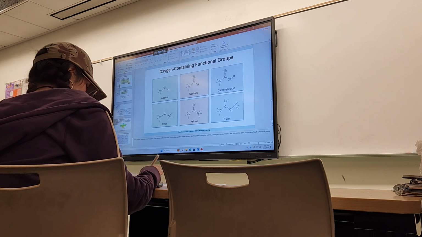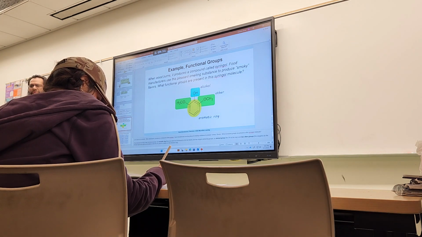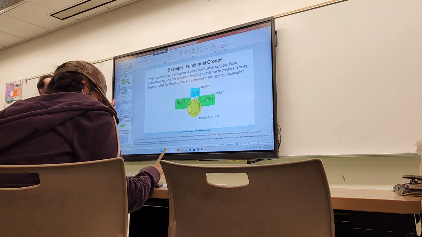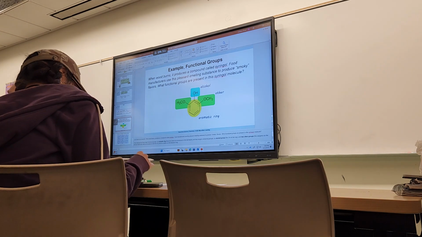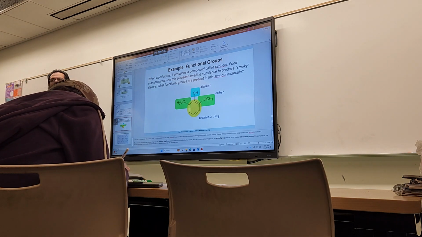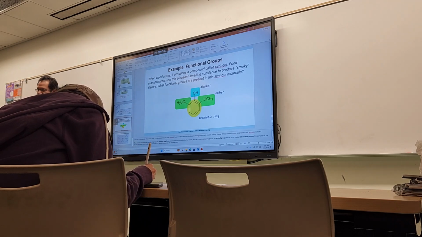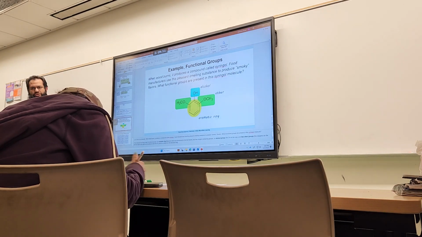So you should be able to identify all the different oxygen-containing functional groups. Later on, you'll get into nitrogen-containing functional groups as well, which we did not go over. But you'll be given a structure and told to identify all the different functional groups that are present in that specific structure. So please make sure you know how they look and you can identify all of them in a structure.